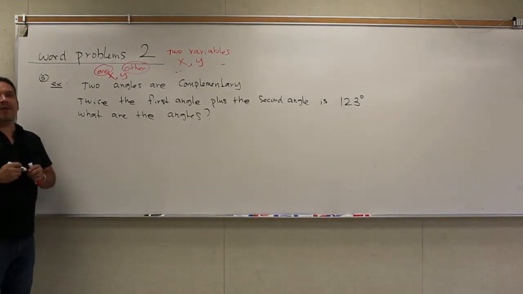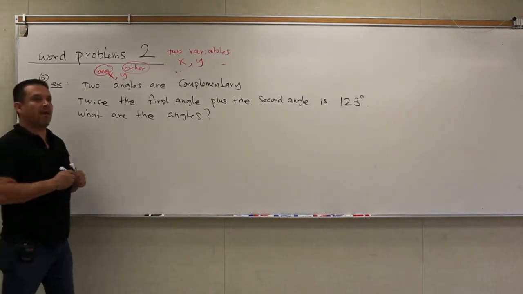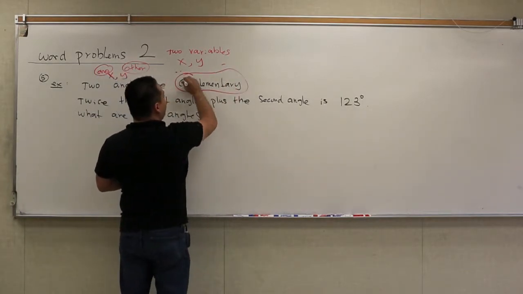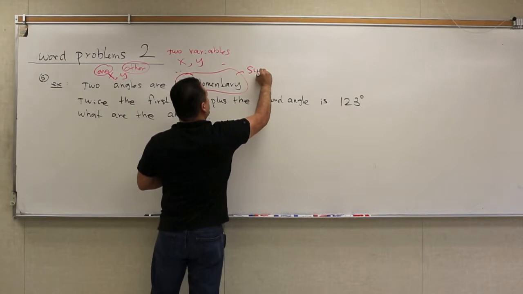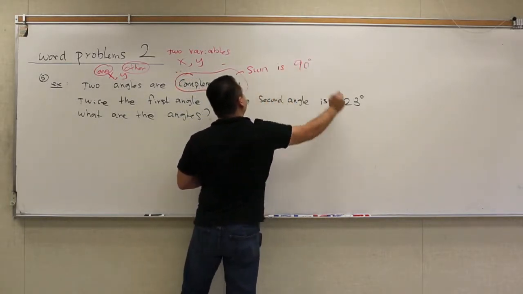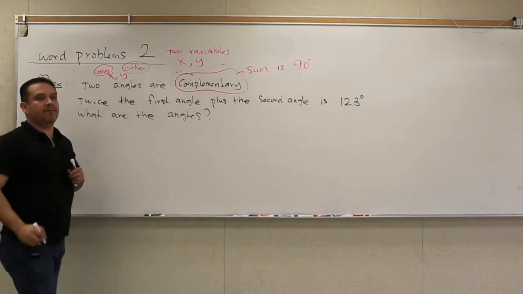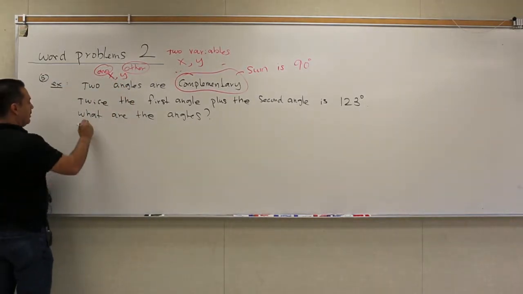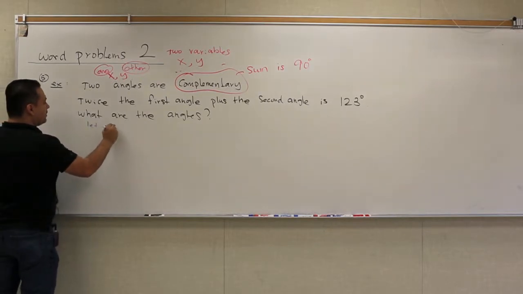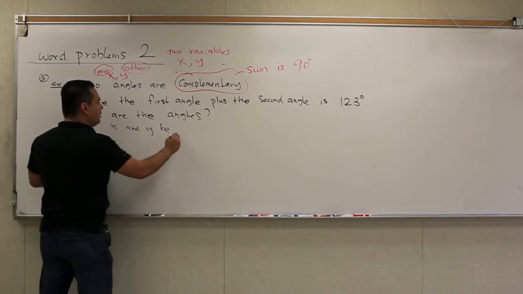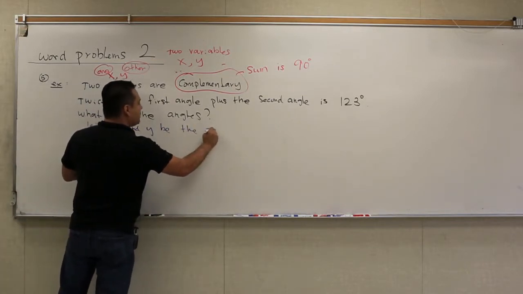Okay, so what does it mean to be complementary? Anybody remember? We talked about that before. That the sum is what? Is 90 degrees. The sum of the two angles. So I'm going to say here, let x and y be the angles.